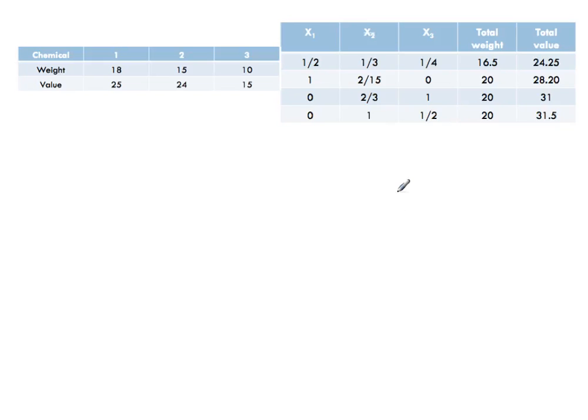So here we have just reminded ourselves of the problem. We have these three chemicals, 1, 2, 3, and we had these 4 different solutions that we have proposed. And now let's look at some potential greedy strategies. We have two quantities that we are looking at, value and weight, so we can try each of them as an optimization parameter. The first possibility is to choose highest value next.